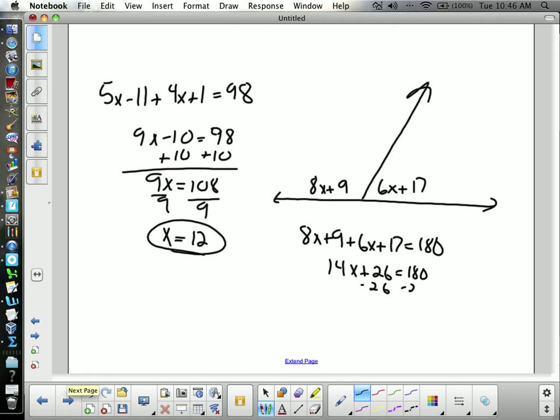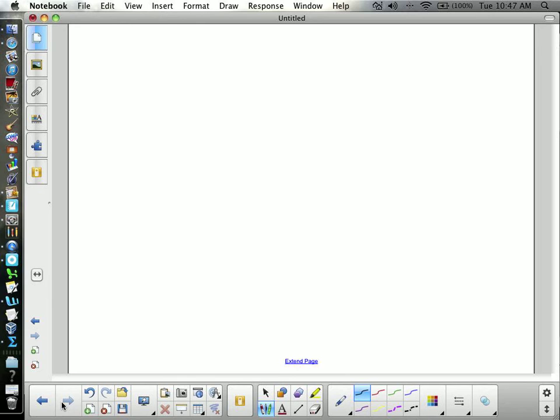Subtracting 26, 14x equals 154, so x is 11. Now the question asks, find the value of x, so that's it, we're done. So, watch that. Be careful with that. Don't just assume you know what's going on. Actually look at the problem, try to work it out.